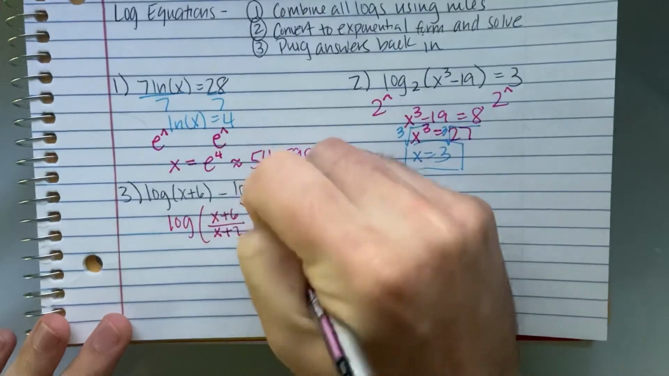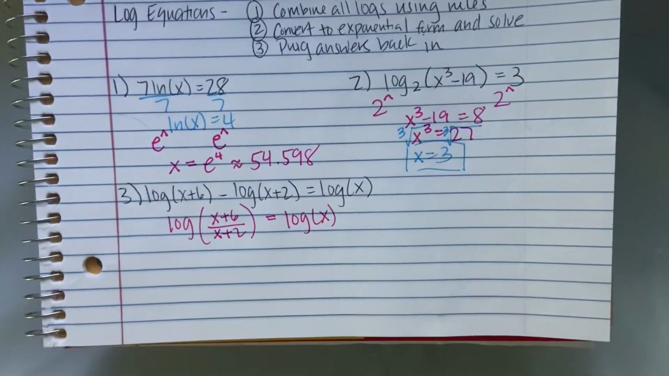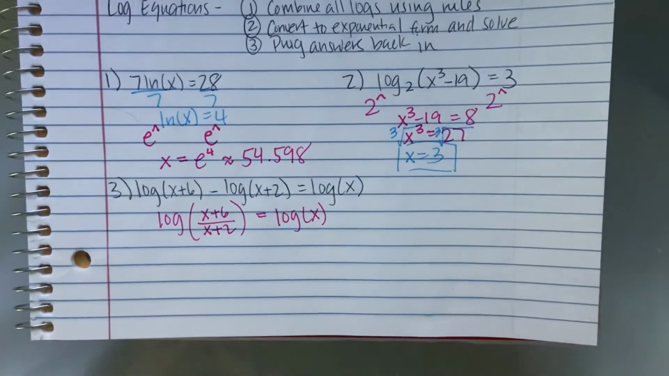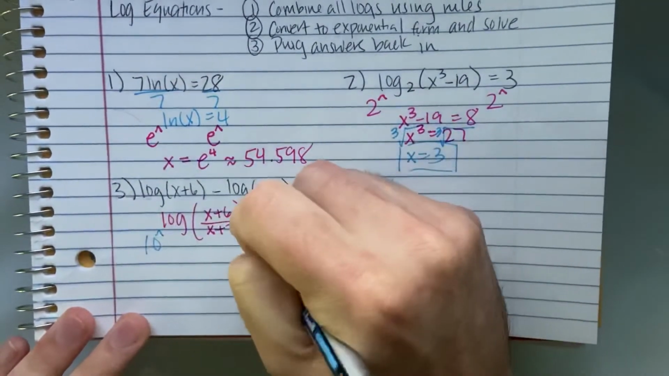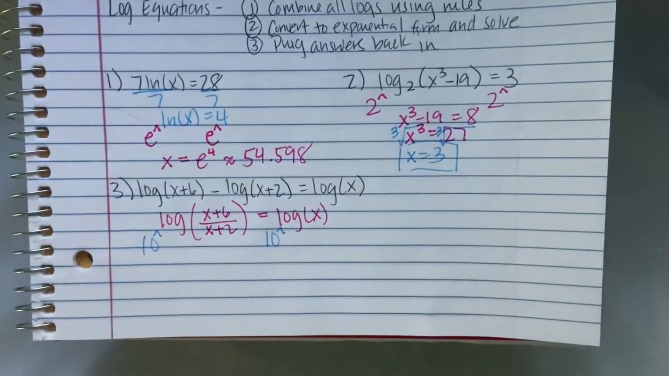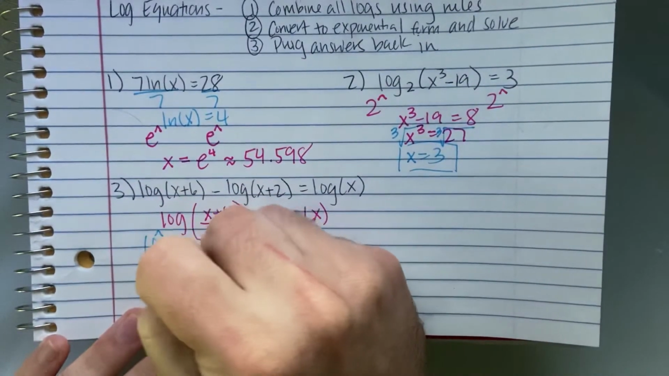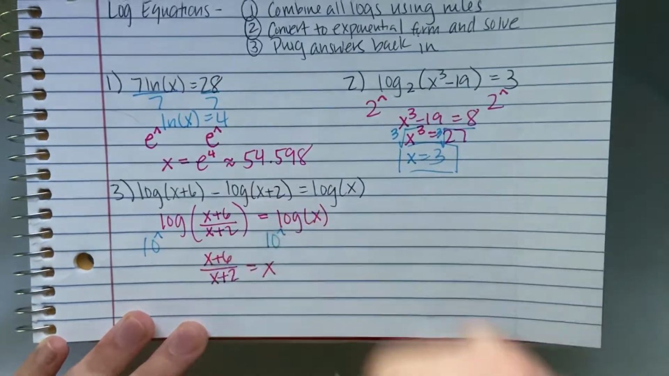Now the other side is fine. You can leave a logarithm by itself on one side. Now, remember, if the log doesn't have a base, it's really base 10. So I would really need to take 10 raised to both sides to cancel out the log. One good thing that happens if there are logs on both sides is it cancels logs on both sides, so you're just left with what's on the inside. x plus 6 over x plus 2 equals x.